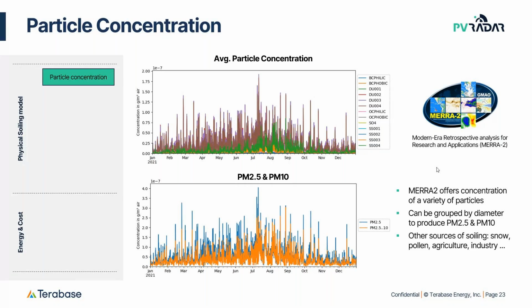You're showing 1 year. What you could be doing now, and which is maybe familiar to more of you, is grouping these particles by their diameter to create a PM2.5 and PM10 time series. PM2.5 simply means all particles with a diameter of less than or equal to 2.5 micrometers, and PM10 analogously. So our main source of data is MERRA-2, and it can be used to produce PM2.5 and PM10. However, our models work with the base data set directly.